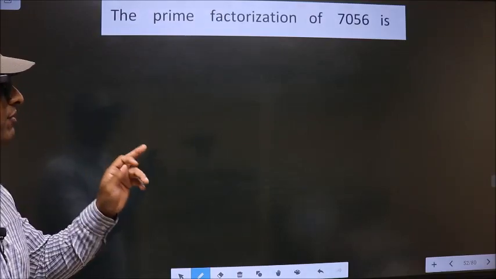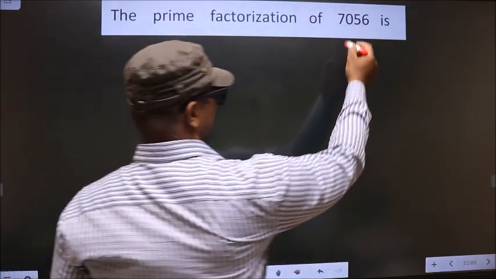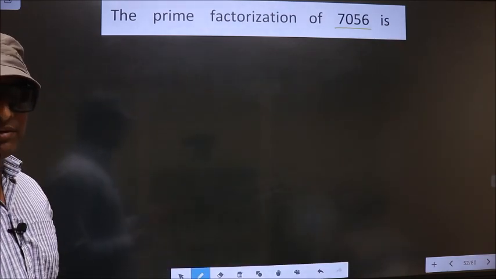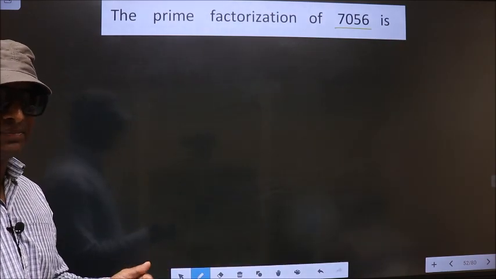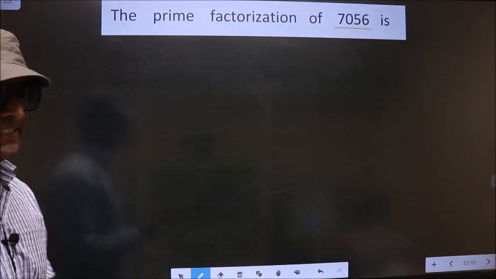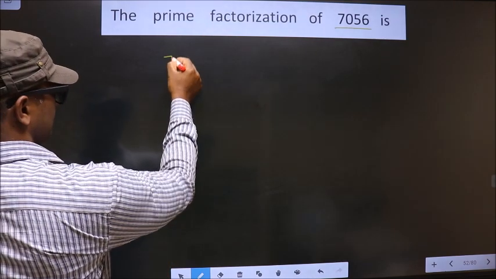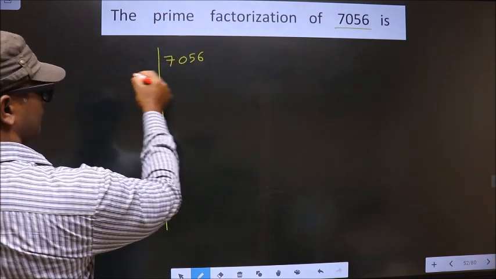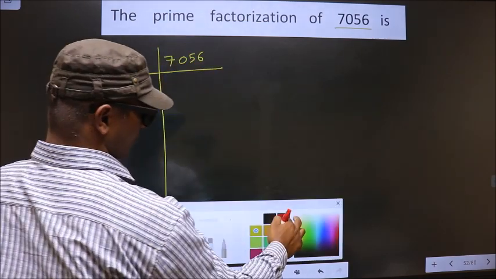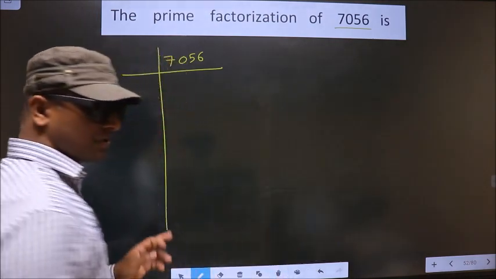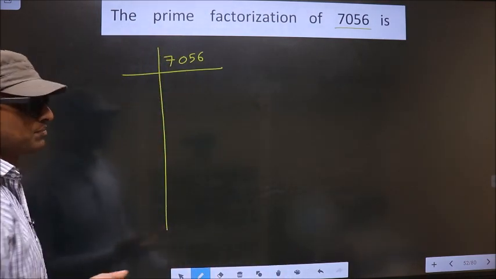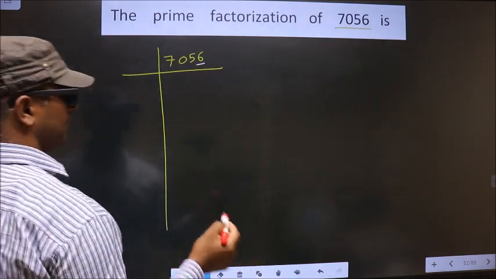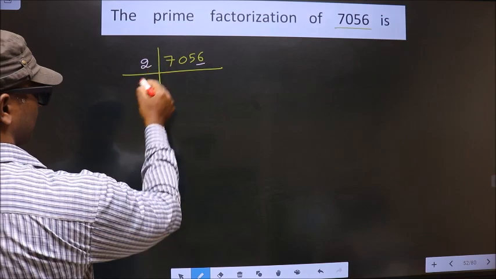The prime factorization of 7056 is, to do the prime factorization, first we should frame it in this way. See, that is 7056. Okay, next. For this number, last digit is 6, which is even. So we take 2 here.